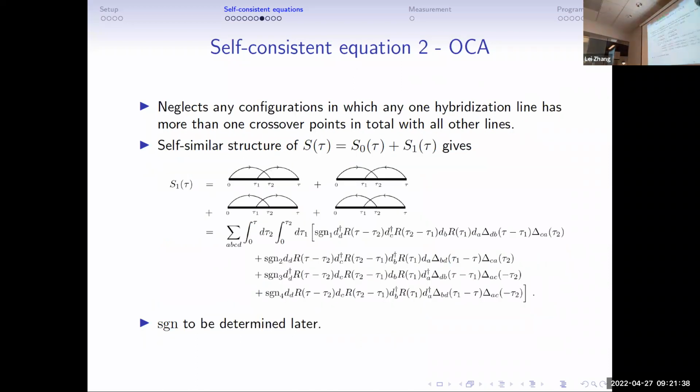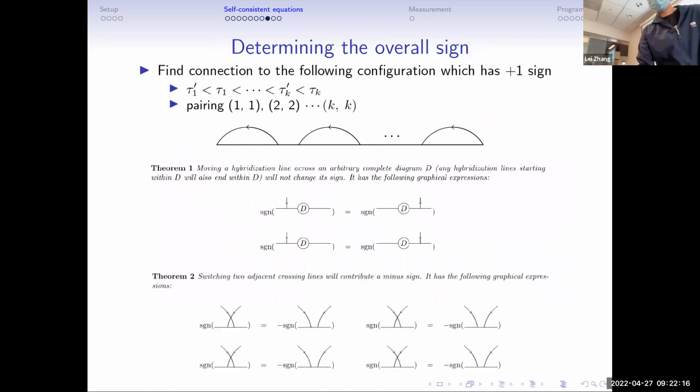The second approximation is the one crossing approximation. So it's a higher order improvement for the NCA. In this approximation, we consider the configurations which have at most one crossover point, otherwise none. And we can analyze its self-similar structure and write down this complicated expression. Finally, I will introduce how to determine this overall sign.